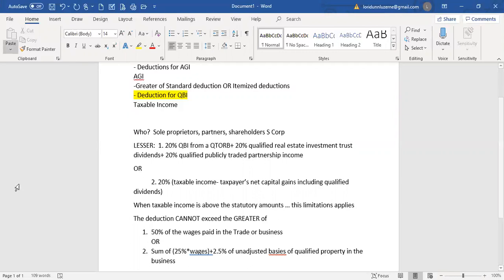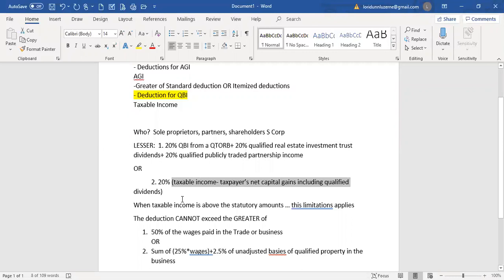So remember the second part of this. So here's the first part, 20% of QBI and 20% of her real estate rental. Then take 20% of taxable income minus the capital gains minus qualified dividends. Okay, 20% of that. The lesser of those two amounts is the amount of the deduction. So the 4552 is the amount you can deduct.